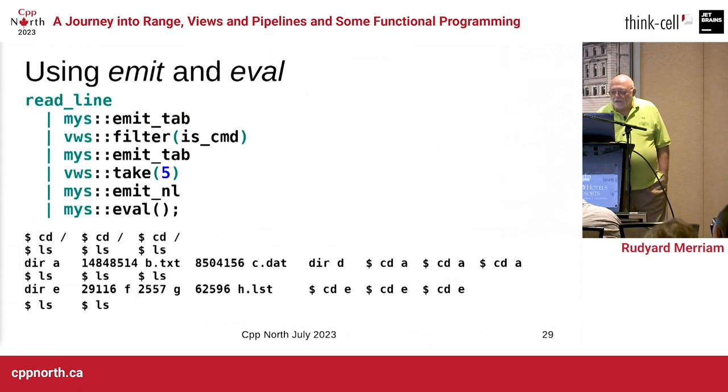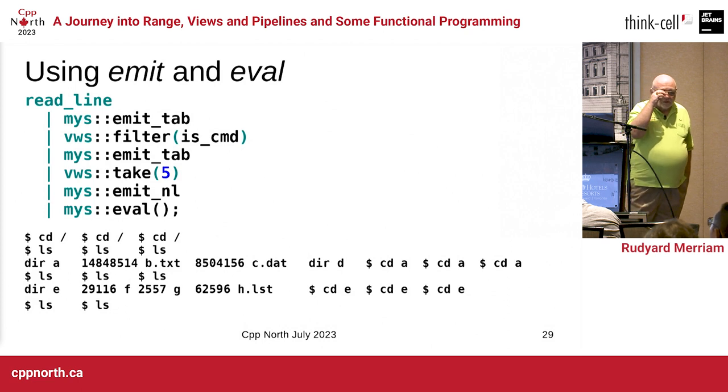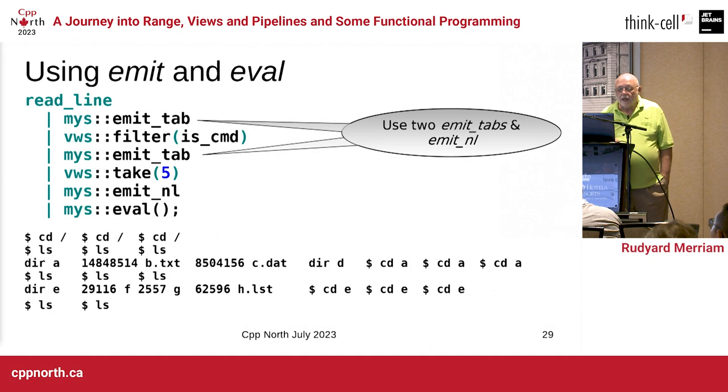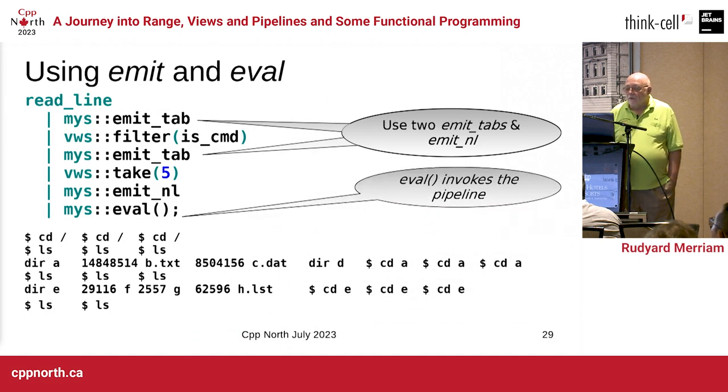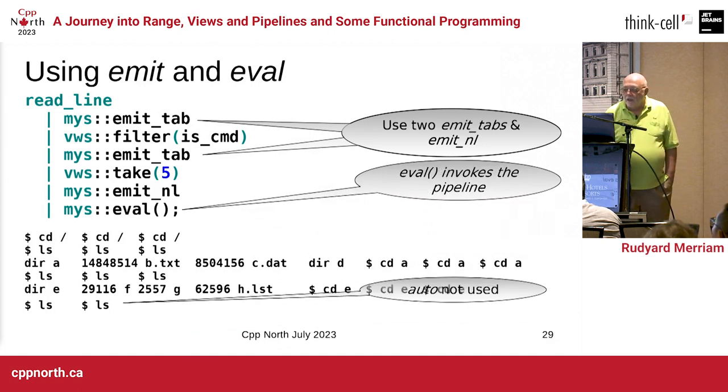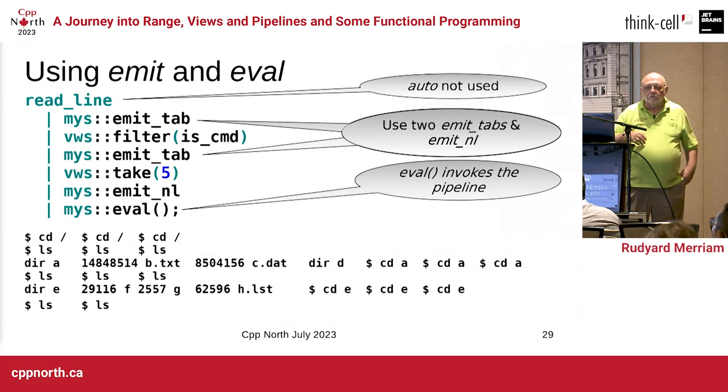So let's see what happens when we actually use this. We don't have to do the auto. We just have to put the read line, and we add in two emit tabs and an emit new line. So we see exactly what's happening every step of the way. And we use eval to drive the pipeline. Note there's no auto here. We're doing this right here. We're not saving anything off.